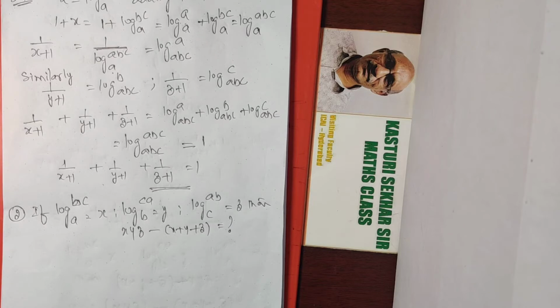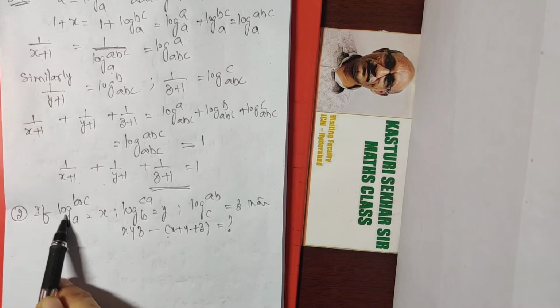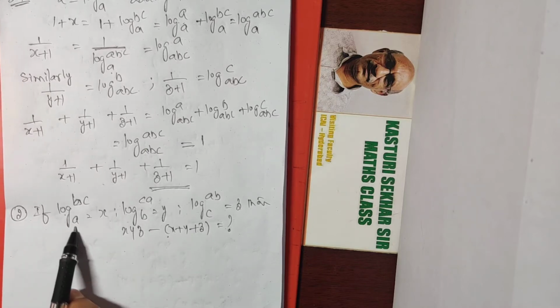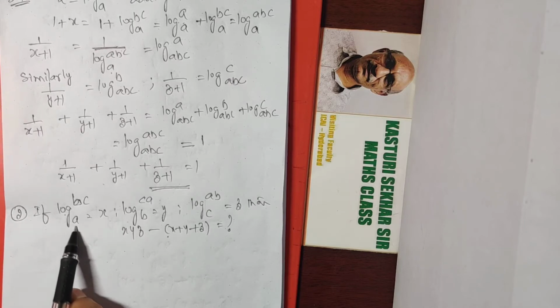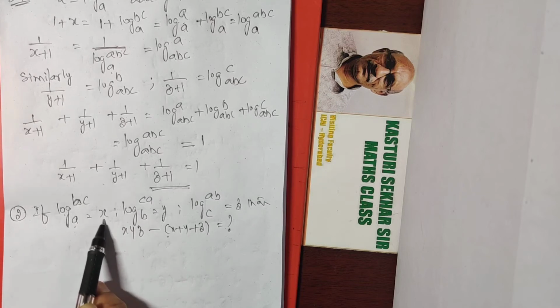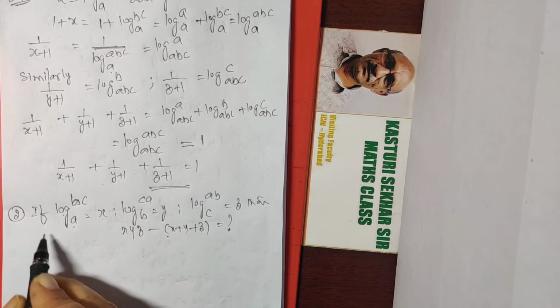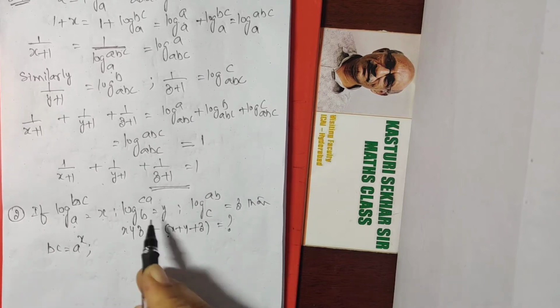Now my way of solving the second question is entirely different to that of my first question. To solve this part, logs are not required for me. So let me eliminate log from the picture. When I remove this log, which has base A, this base A will become base to x. So this can be written as BC is equal to A power x.